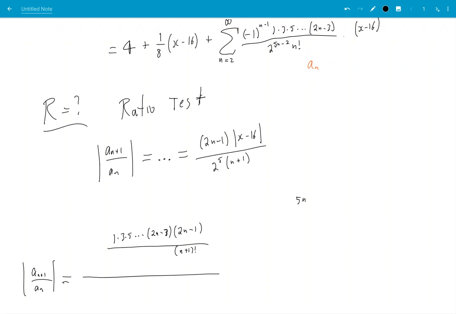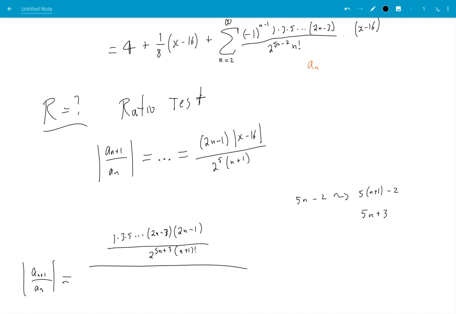If you go 5n minus 2, it is going to become 5(n+1) minus 2. So that's 5n plus 3. So that's 2 to the 5n plus 3.